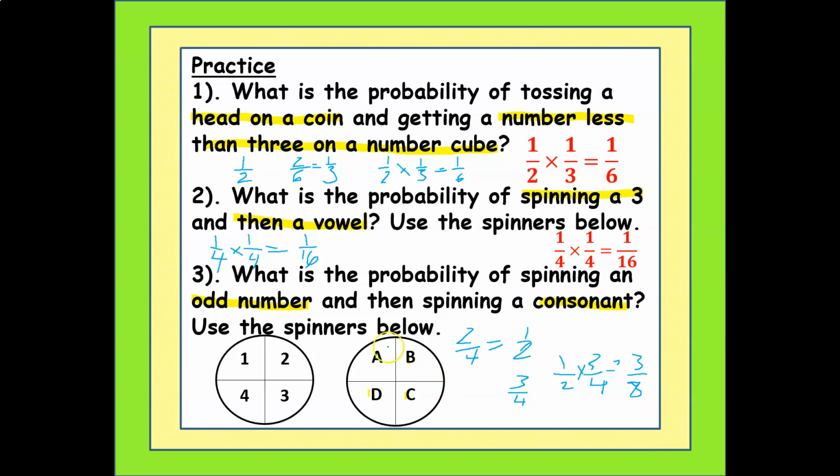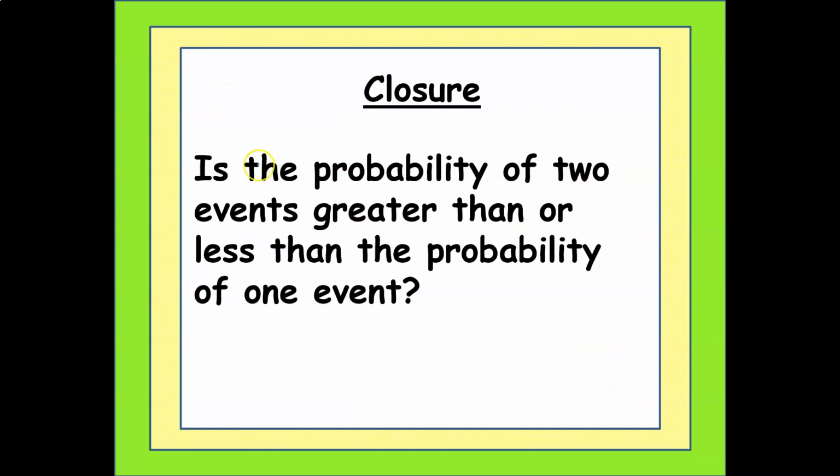So that is how we find the probability of an independent event. So, is the probability of 2 events greater or less than the probability of 1 event? Go back and look through your notes and think about what you know and what you can conclude about this question.